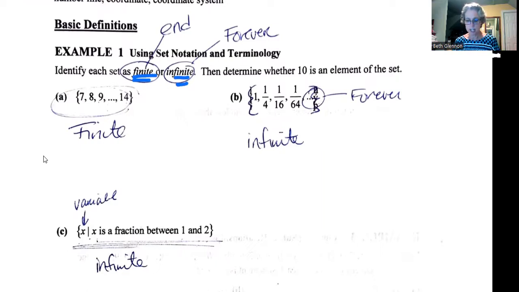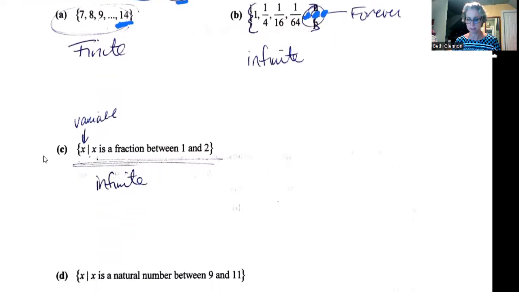If you take a look at your sets here, notice that this set here, that letter A, is ending at 14. And set B, I think this is 3 dots here at the end. That goes on forever and ever and ever.